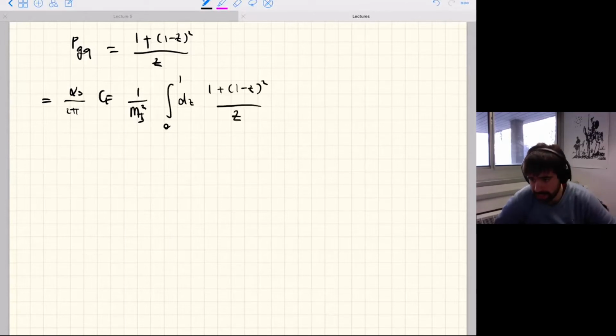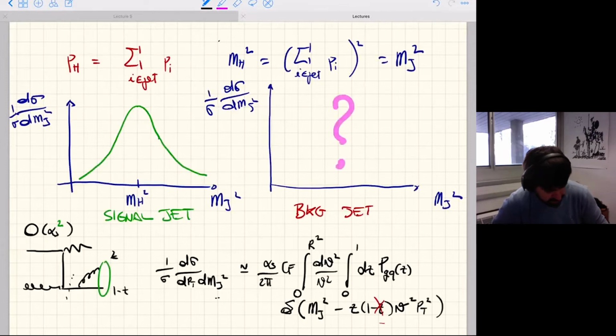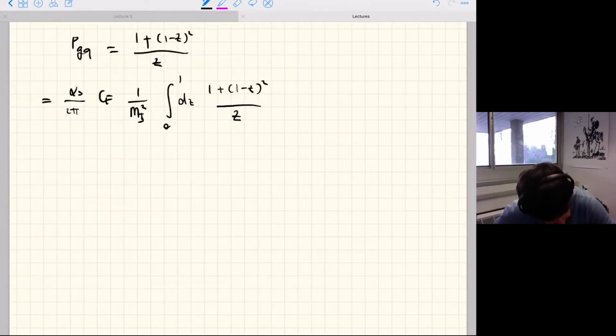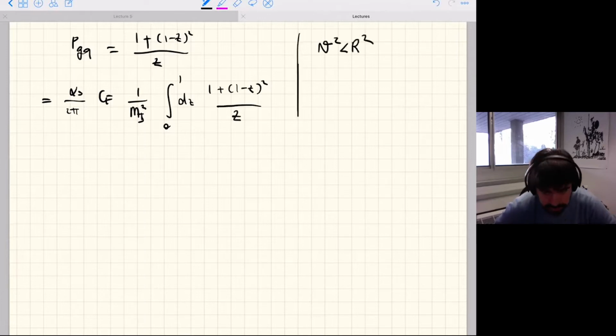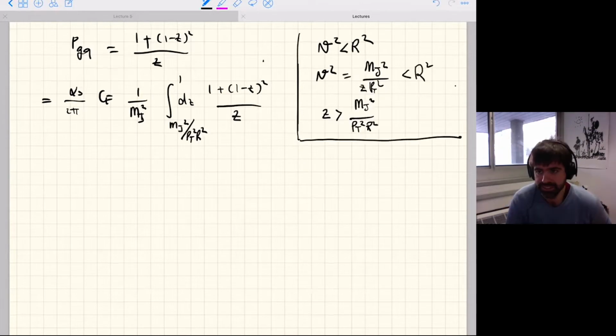But now I still have another condition. So remember the integration limit of theta. Theta square had to be smaller than r square. Now I did the integral over theta with the delta function, and the delta function fixed.